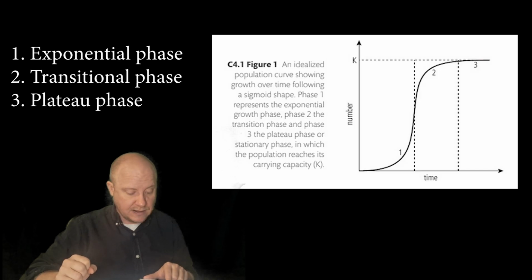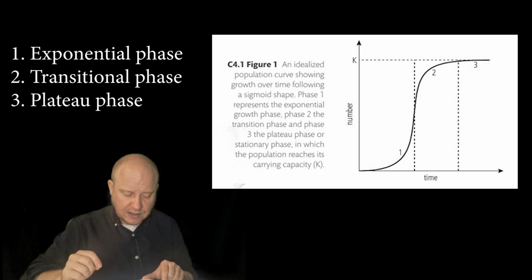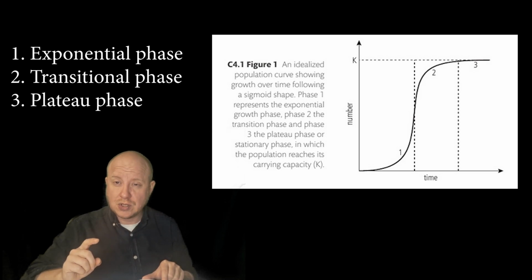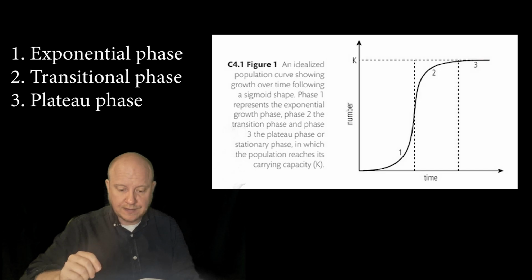The exponential phase, also called the logarithmic phase, during which the number of individuals increases at a faster and faster rate. The transitional phase, during which the growth rate slows down considerably; the population is still increasing, but at a slower and slower rate. The plateau phase, or stationary phase, during which the number of individuals stabilizes and there is no more growth. So what causes the 3 different phases of a population growth curve?